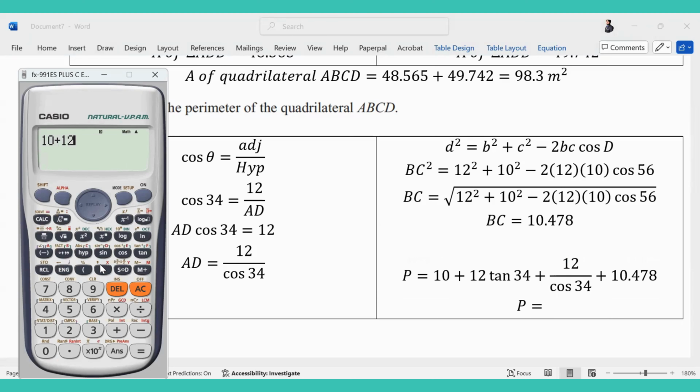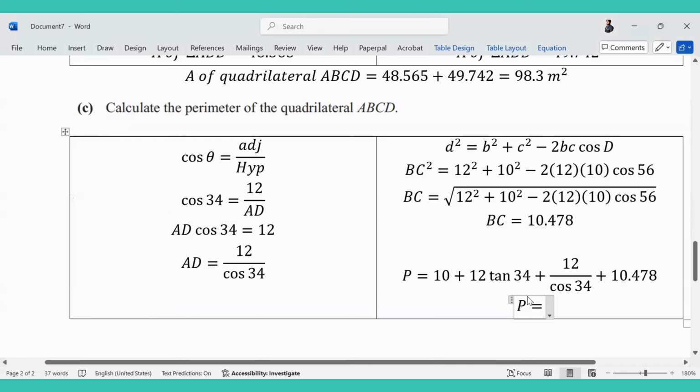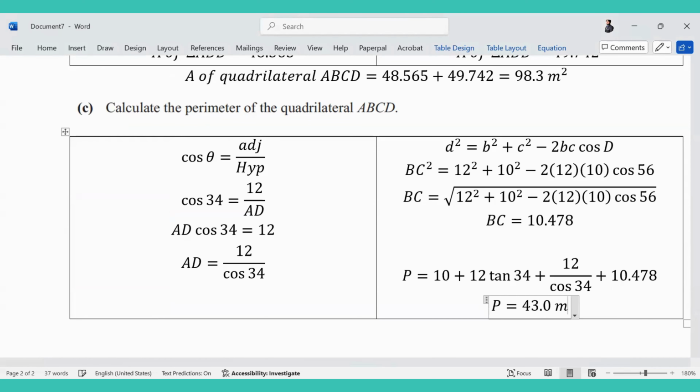10 plus 12 tan 34, make sure you close the brackets, plus 12 upon cos 34, and then plus 10.478, 43.0 meters is your perimeter of this figure. So in total, it was a question of 5. We still have another part, which is part D.